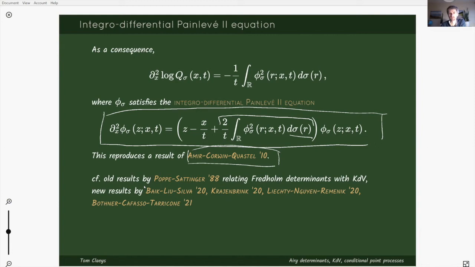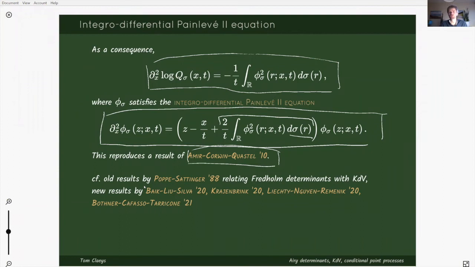And so this is in a way the analog of the Tracy-Widom formula for these deformations of the finite temperature version of Tracy-Widom. So this is what we can deduce from the 2x2 Riemann-Hilbert problem.